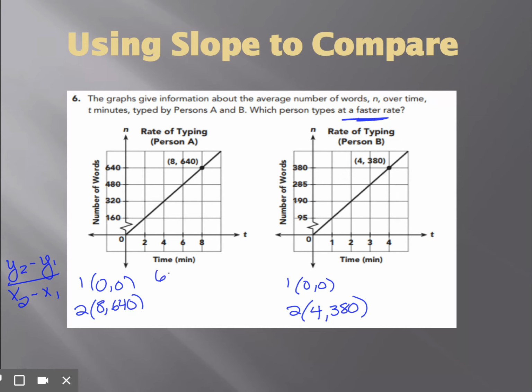So I'll just show my calculations for slope here so you can see what I've done, and hopefully you did the same thing. Not 80, Miss Rico.